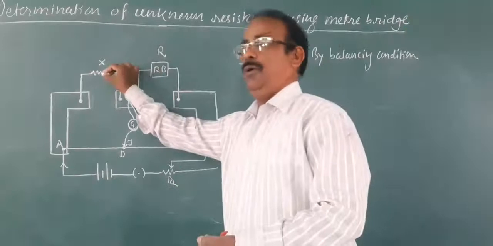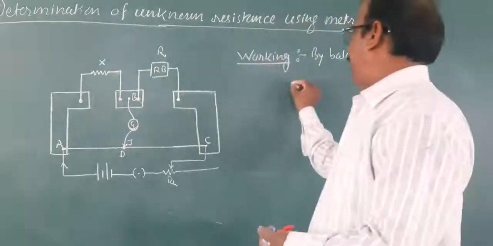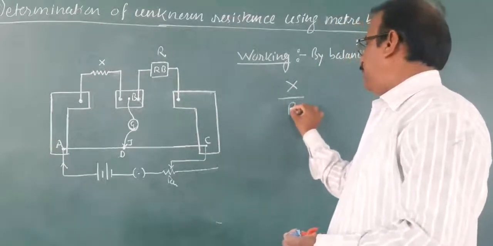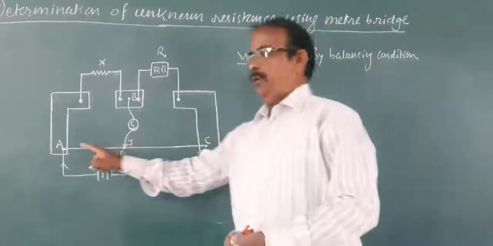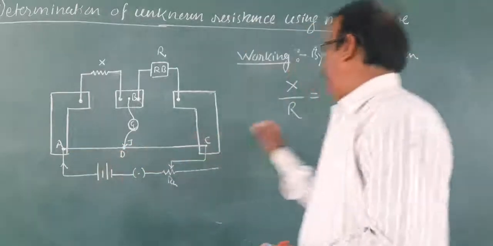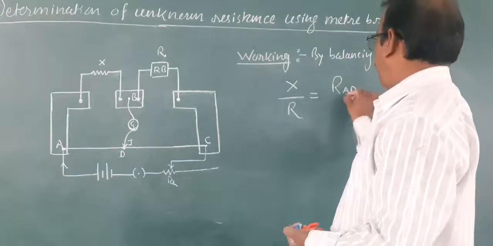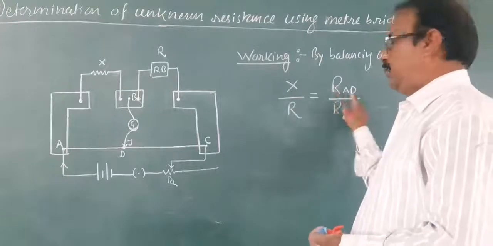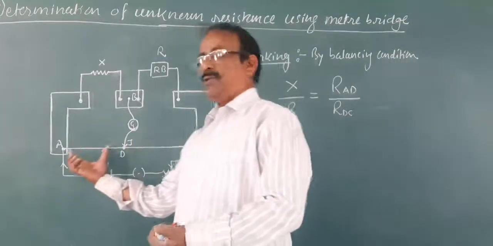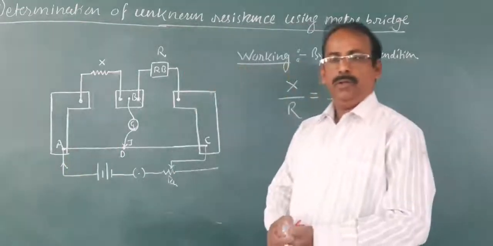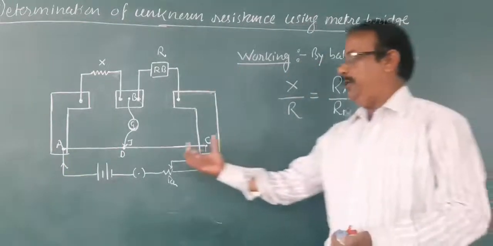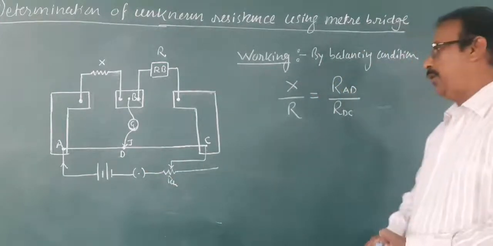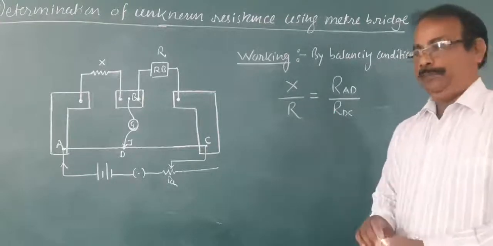we can write resistance in this AB branch upon resistance in BC branch, it is equal to resistance of this AD branch upon resistance of this DC branch. What is this RAD? It is the resistance of this much part of the wire. What is this RDC? It is the resistance of this part of the wire. This is by balancing condition.